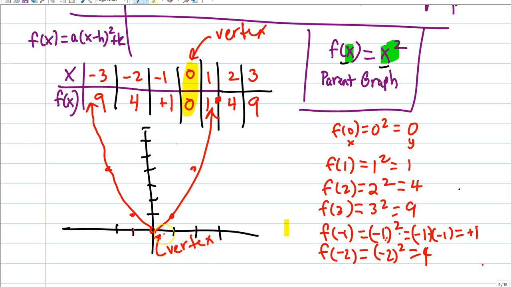So this is the parent graph. This is the one that you need to have in your head. If I graph x squared, I should be able to graph that quickly and accurately. If you're not sure, plot some points. But at this point, I'm going to be using this graph to build all the other graphs from it. That's why it's called the parent. It's kind of where the graphs begin. Okay? So, let's see.